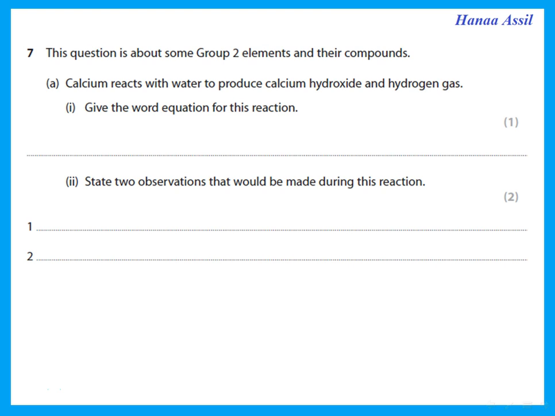This question is about group 2 elements. Calcium reacts with water to produce calcium hydroxide and hydrogen. Give the word equation. Of course, word equation is the easiest you can get. So calcium plus water gives calcium hydroxide and hydrogen. He's not giving you any chance to think. State two observations that would be made during this reaction.